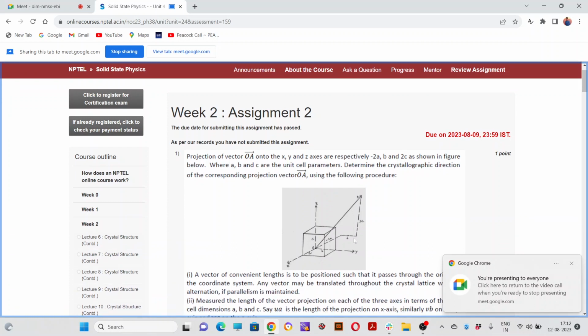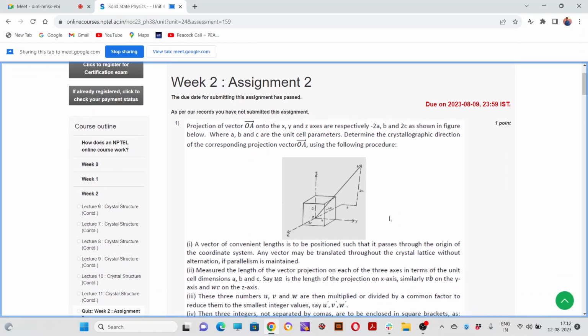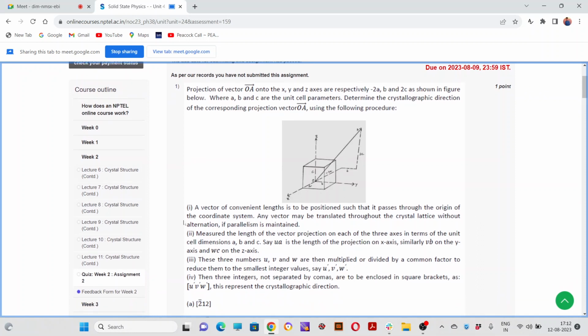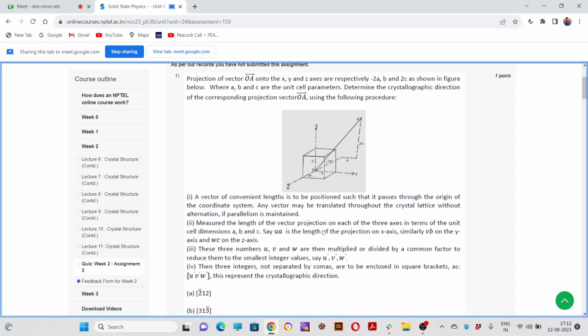So this is given that the projection of vector OA onto the x, y and z axis are respectively minus 2a, b and 2c as shown in the figure below, where a, b and c are the unit cell parameters. Determine the crystallographic direction of the corresponding projection vector OA using the following procedure. So in 2D you guys know how to calculate the projection of a vector. In 3D also it is the same. You need to calculate the projection along each of the directions OX, OY and OZ. So the procedure is the following. The first rule is the vector of convenient length is to be positioned such that it passes through the origin of the coordinate system, and any vector may be translated throughout the crystal lattice without alteration if parallelism is maintained. And then the second rule is to measure the length of the vector projection on each of the three axes.